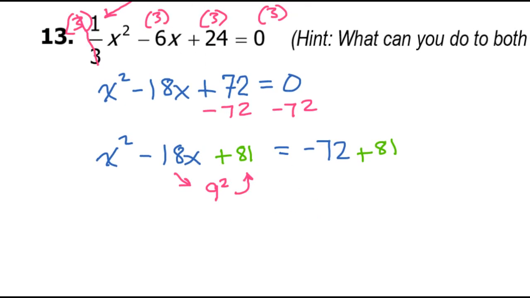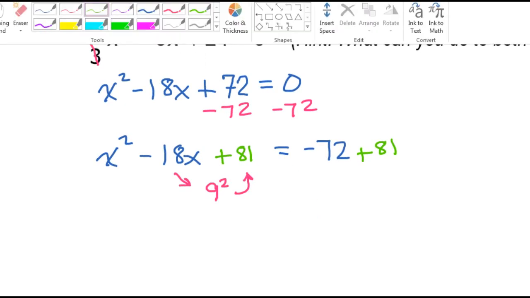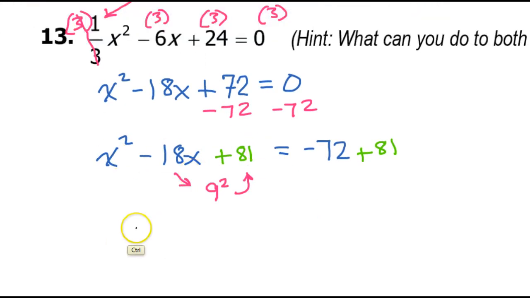So now I should be able to write this trinomial as a binomial squared. So let's just go straight to binomial squared this time. So I know it's going to be x, of course. Because of the minus, I know it's going to be minus. And see how I have 9 squared? So this is going to be 9. Okay? So this is going to be 9. So that's the answer for number 13.